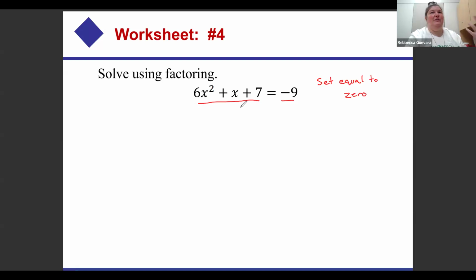Because we need to use that 0 property, because once we have the factors, we have to have them equal to 0, so then I can use the 0 property to solve them. So we're going to add 9 to both sides. So we get 6x squared plus x plus 16. This is going to be fun to factor.